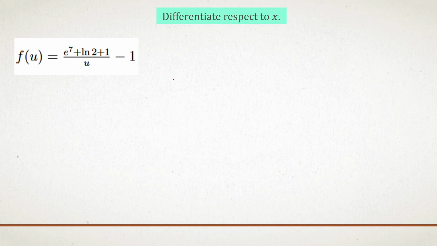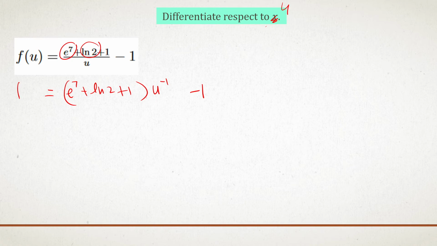How about this one? We need to differentiate with respect to u. Okay, now, if you look at this question, it seems so complicated because you have an exponent, you have an ln, and then you have a u at the denominator. But if you look at it properly, e^7 actually is a number, ln 2 is a number. So the numerator for this actually is a constant. So when I want f prime of u, I just bring my u up. So I will have e^7 plus ln 2 plus 1 multiplied by u to the power of minus 1 minus 1. So this is my f of u.